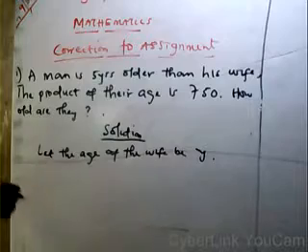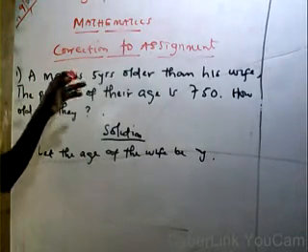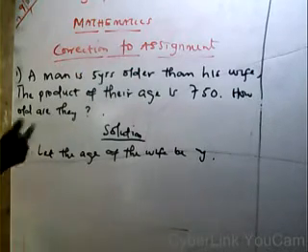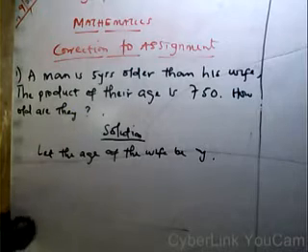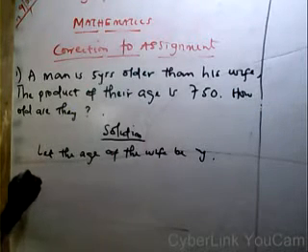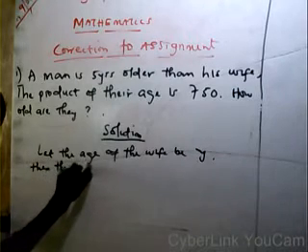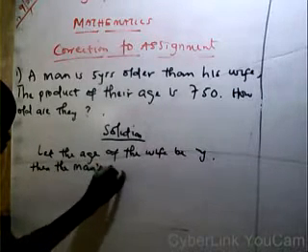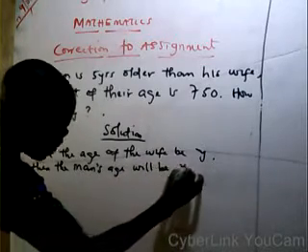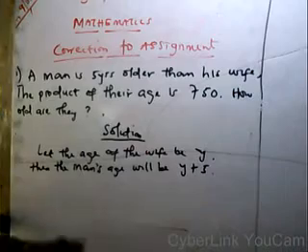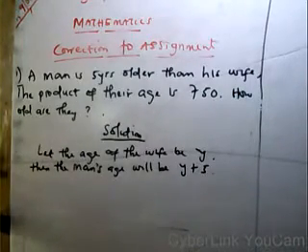If the age of the wife is Y, definitely that of the man will be Y plus 5, because it is stated here that the man is 5 years older than his wife. So the husband's age will be Y plus 5.